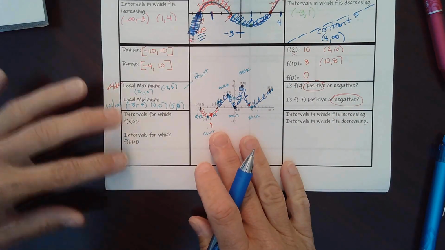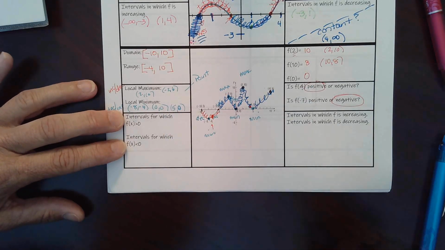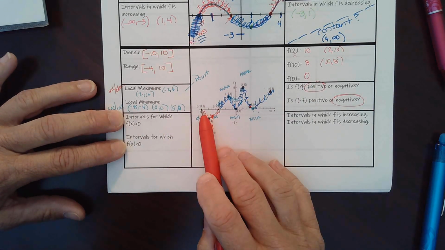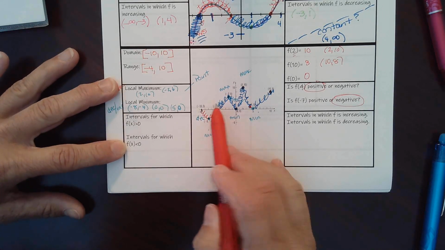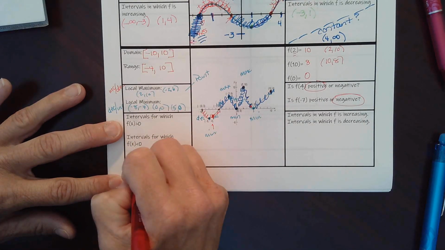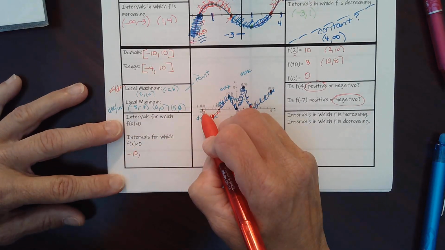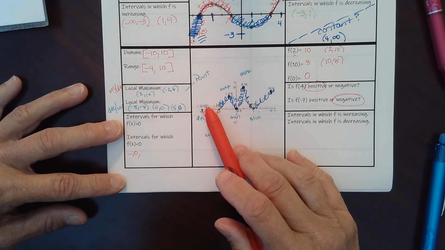So let's take care of both of these at the same time. Starting left to right, the function f of x is below the x-axis beginning at negative 10. Now at negative 10, think about the y value. The y value of this function at negative 10 is 0.